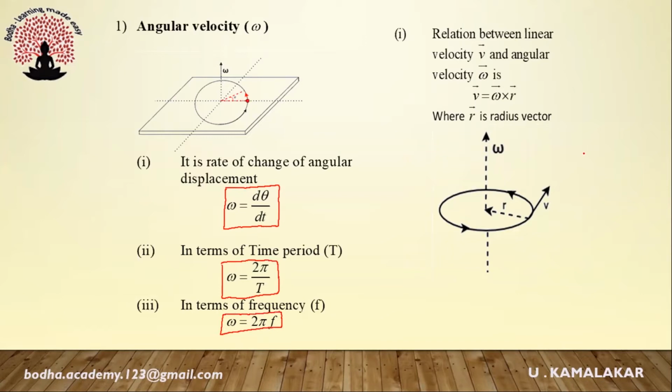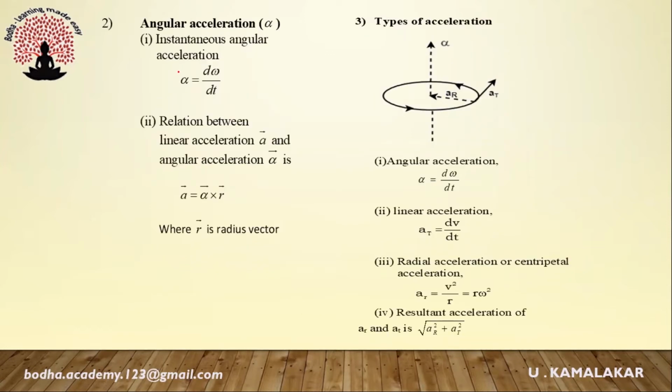The relation between linear velocity and angular velocity is given as v bar equals omega bar cross r bar, where r bar is the radius vector. The directions of v bar, r bar, omega bar are as shown in figure. Instantaneous angular acceleration is given as alpha equals d omega by dt. That is, it is the rate of change of angular velocity. The relation between linear acceleration a bar and angular acceleration alpha bar is given as a bar equals alpha bar cross r bar, where r bar is the radius vector.